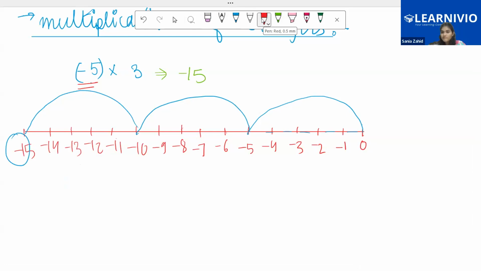When you get the answer, is it necessary to put the bigger number's symbol on the answer you get? No, you don't put the symbol according to which number is greater or smaller. Whenever you are multiplying, how do you put the symbol? Wait, I'll teach you how you put the symbol.